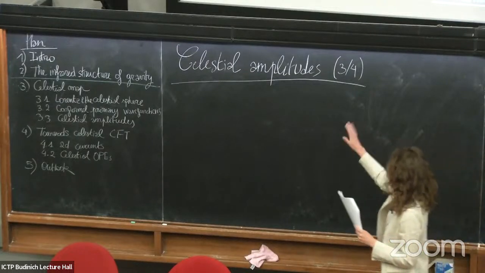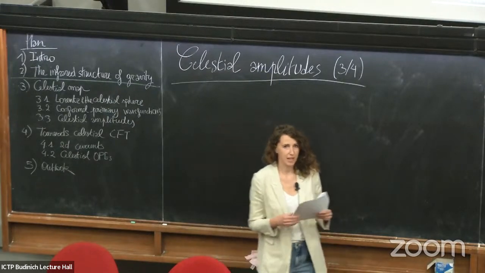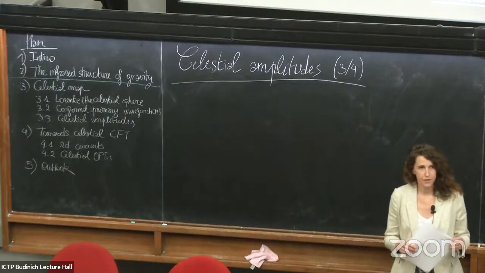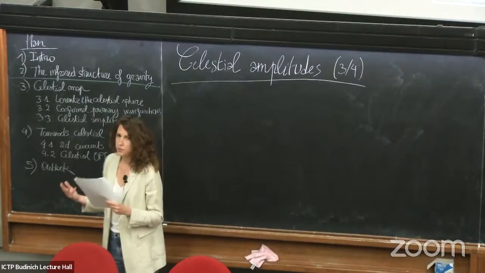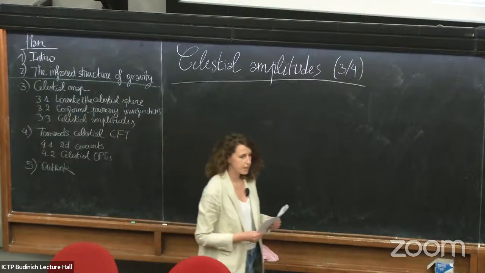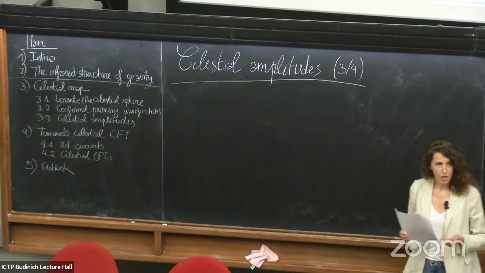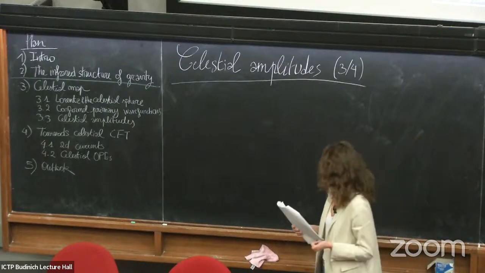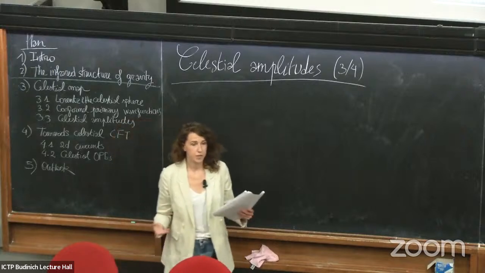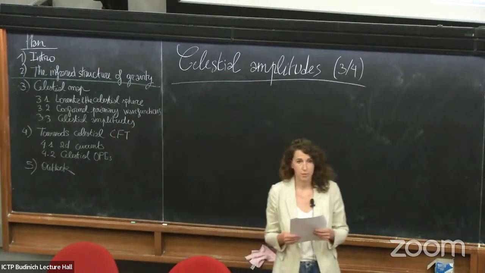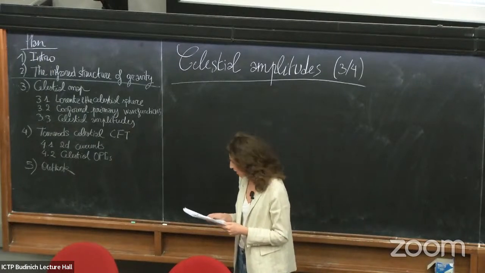Okay, so today we will finally come to talking about celestial amplitudes per se, after these first two lectures where we had to make a detour to understand the detailed structure of flat space in the infrared, and we saw these nice symmetries, that they had charges, and that these charges were constraining the scattering problem for massless particles in flat spacetimes.